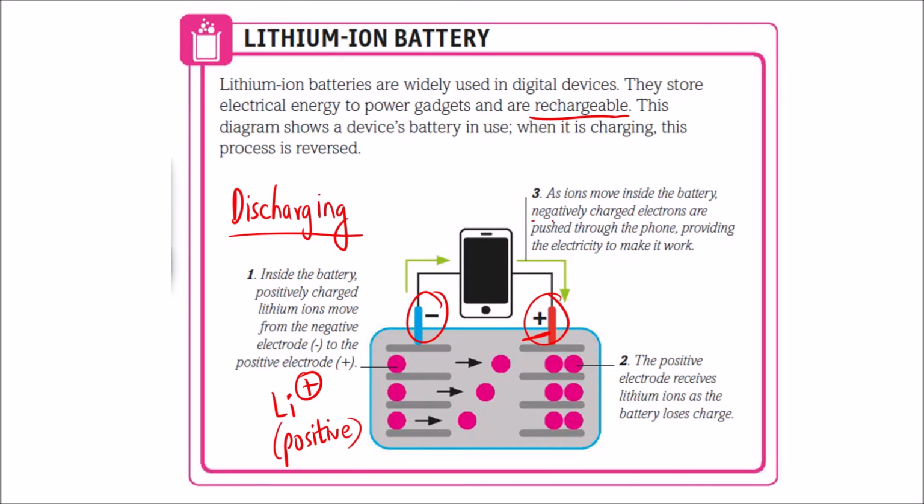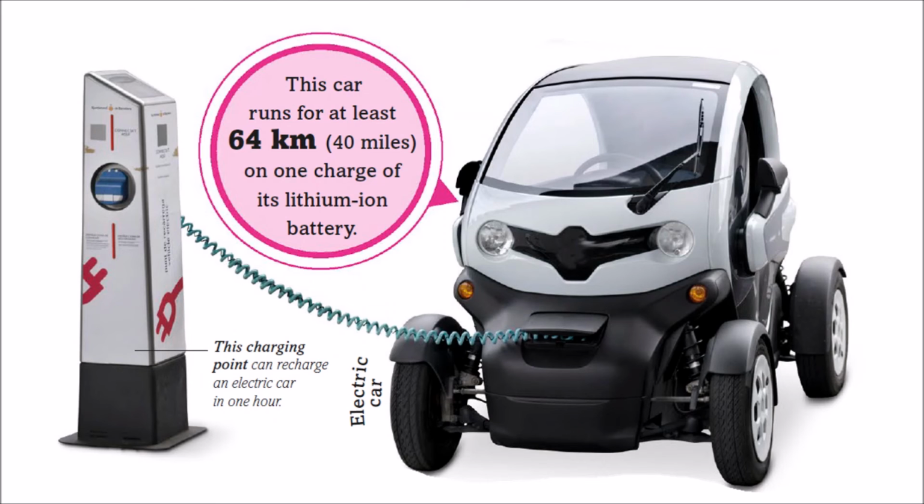During this course, what happens? As the lithium ions move, negatively charged electrons are pushed through the phone. That creates the electricity that is necessary to run our phones. At the end, the positively charged electrode will collect all the lithium ions as the battery loses charge. Once it is discharged, we again plug in the charger and do the charging process. So this was the lithium-ion battery.